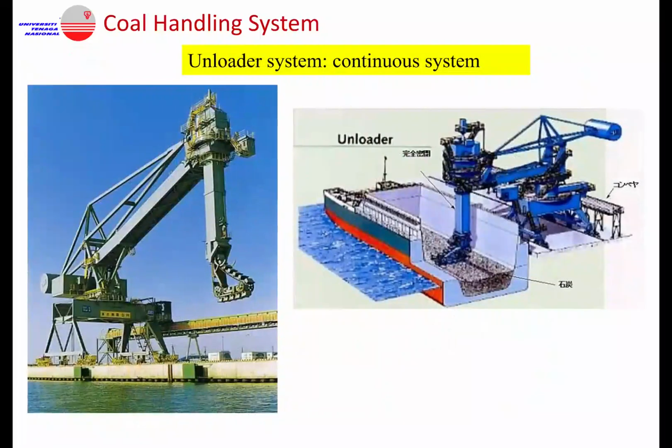So this is another picture. Okay, this is the picture of the coal ship. So you can see the amount of coal that can be stored by the ship is actually huge. So these are the unloaders. They unload all the coal from the ship to the conveyor belt.